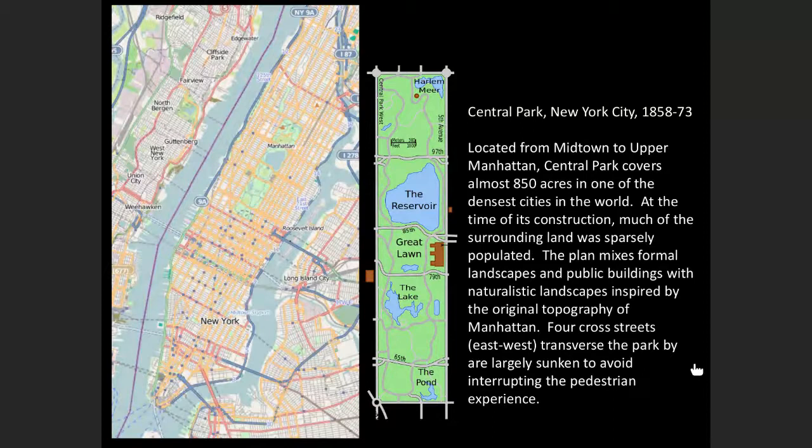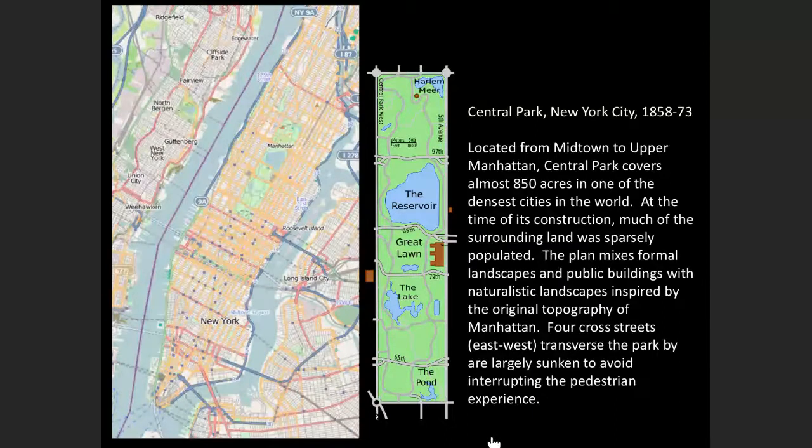This is a massive park, 850 acres. It goes for several miles north to south. It's about half a mile or so wide. It takes a huge slice out of the city, which again is really fantastic given the property values of Manhattan, certainly now, that this much land and territory would be set aside.